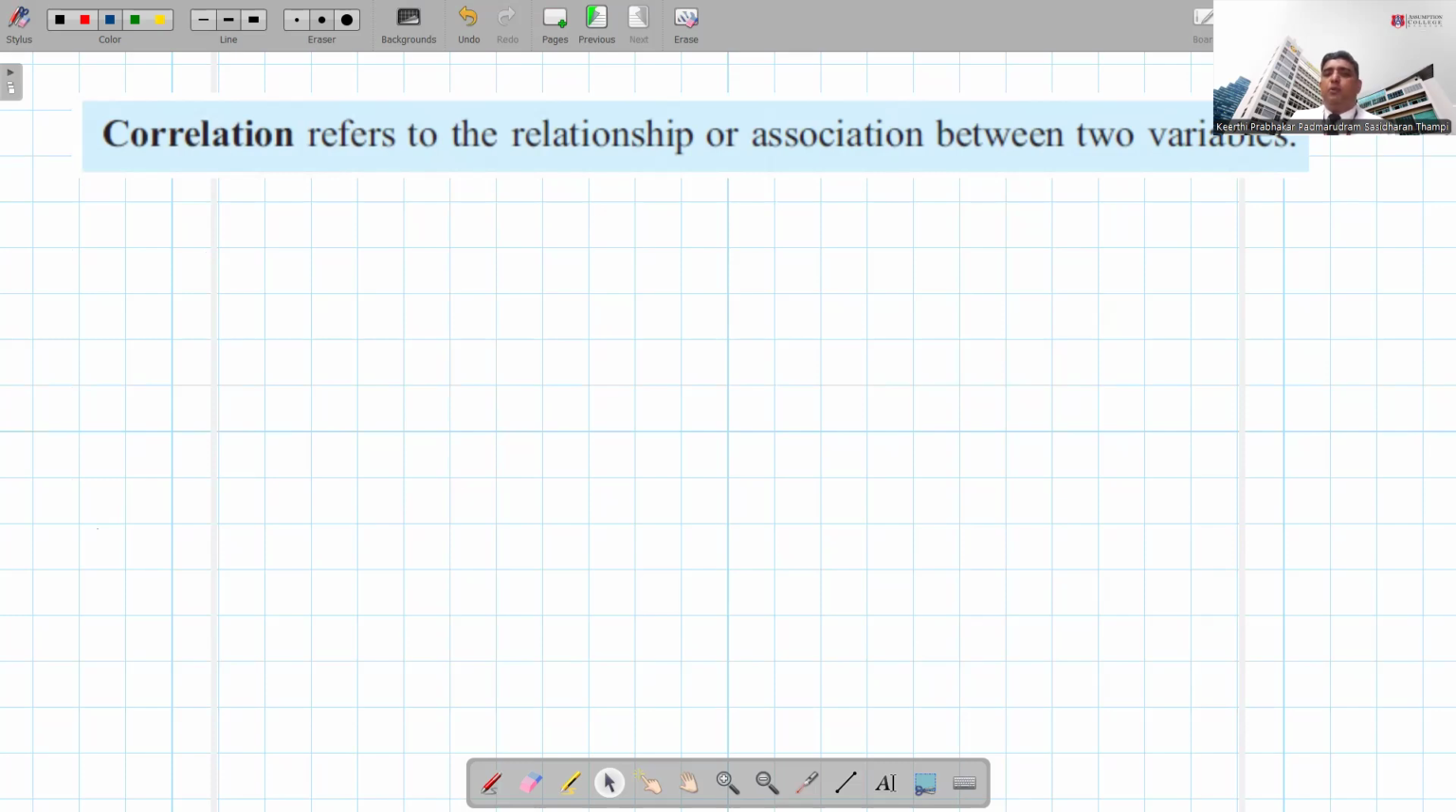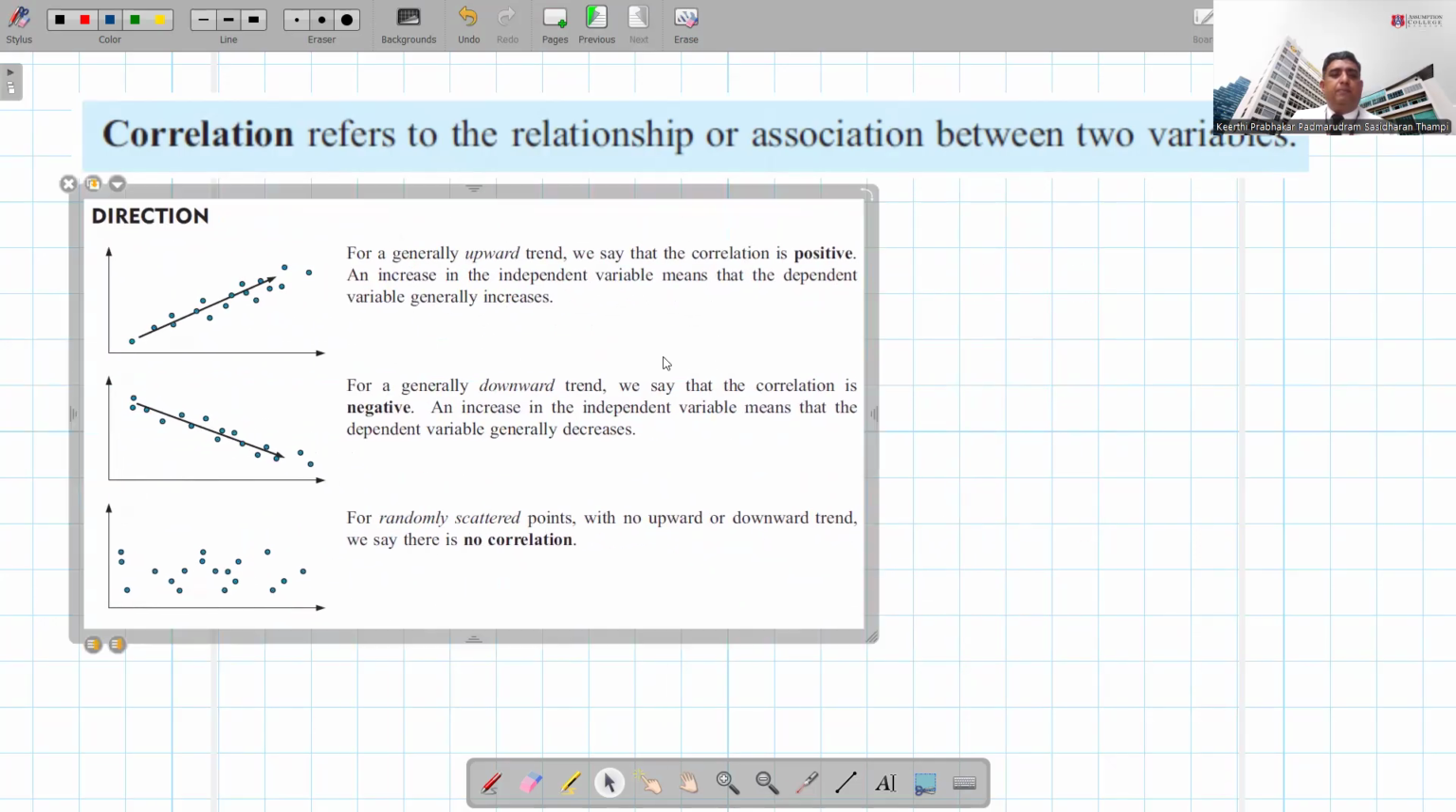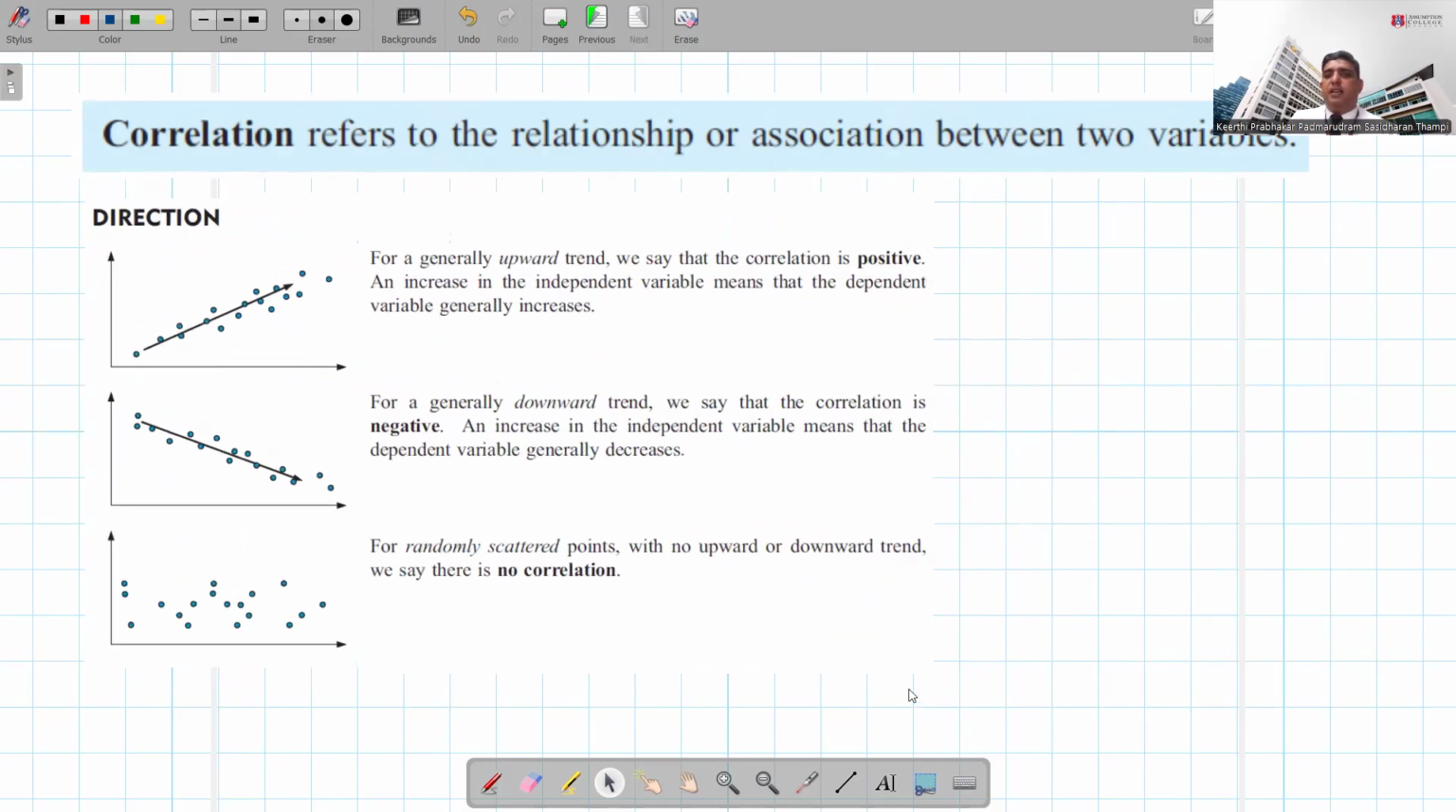One of the most important parts of correlation is direction. And that's given here. This here is called a generally upward trend, and this trend is positive. The gradient is positive, the trend is positive. The gradient is negative, the trend is negative. And when there is no correlation, we cannot predict a positive or negative trend, so it doesn't matter. So this is the first characteristic of a correlation, that is direction.